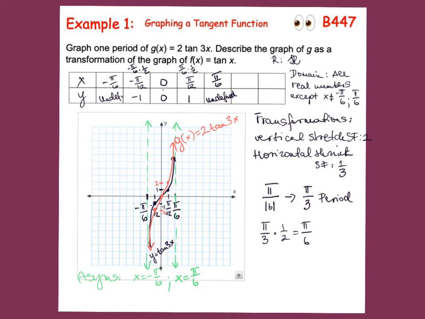And the last thing I would like to talk about on this graph is the fact that it does have a period of pi over 3, because to the right of the y-axis we have pi over 6, and to the left of the y-axis we also have a distance of pi over 6. And if I do pi over 6 plus pi over 6, I will end up with 2 pi over 6 or pi over 3, which was the period that we calculated originally.